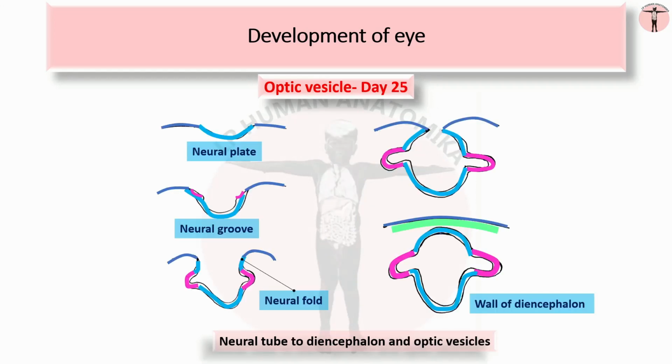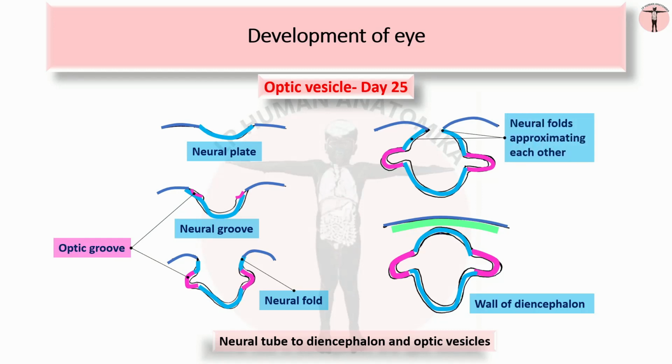These are the diagrams of the sections taken at the level of diencephalon and the formation of optic vesicle. Before the fusion of neural folds, the shallow optic grooves are formed at the region of development of diencephalon. As the neural folds are fusing, simultaneously the optic grooves are evaginating from the wall of diencephalon and expand to form the optic vesicle. Once the neural folds are fused, the diencephalon is separated completely from the ectoderm, now called surface ectoderm.